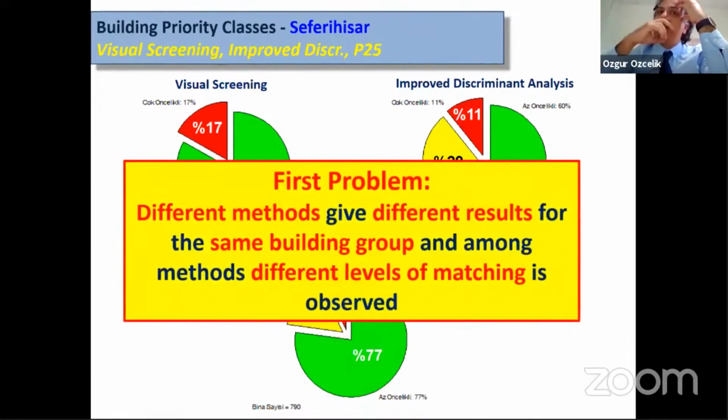So the first problem is this: different methods give different results for the same building group. And among methods, different levels of matching are observed. What I mean by that is, for a particular building, improved discriminant analysis may say this is a medium priority building, but the P25 method may say, oh, this is a high priority building.